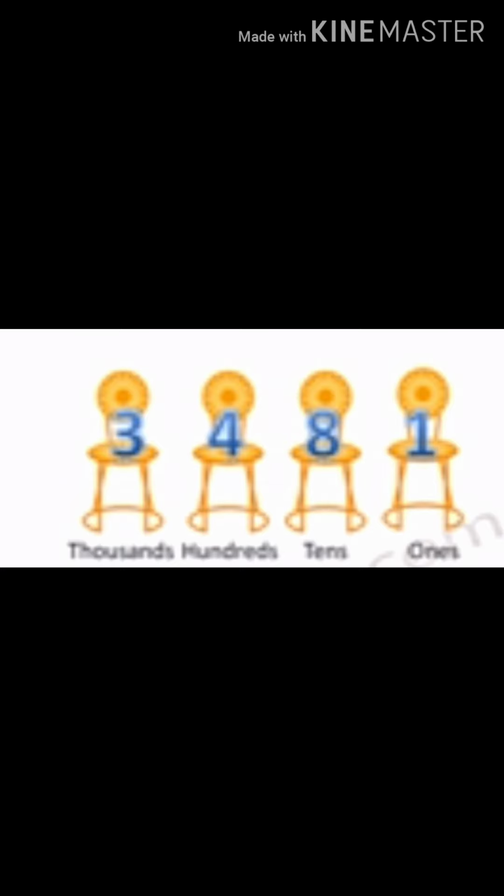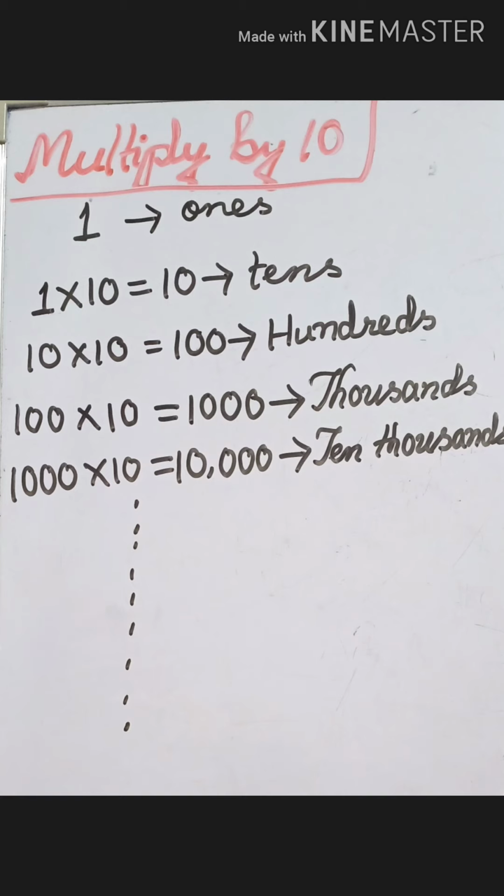Got it? So this is how the number is formed. Digits are placed at a certain position and each position has its own value. Here you start with the ones position. As you move towards the higher positions, you start with 1, then you multiply by 10. So 1 into 10 equals 10, and you get the tens position.